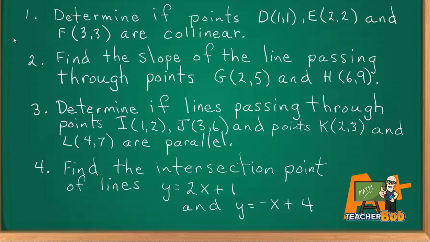Okay, welcome back. Let's take a look at the first question on the board. Number 1, determine if points D located at (1, 1), E at (2, 2), and F at (3, 3) are collinear. So the question is, are they on the same line? If they're on the same line, then they're going to have the same slope. So let's do a couple of these.